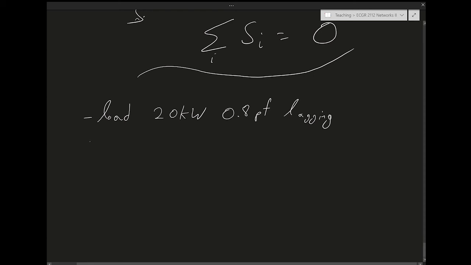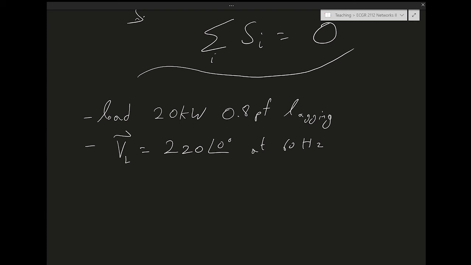Then furthermore, I tell you that the voltage at the load is 220 at 0 degrees. The voltage at the load is the reference, and this is at 60 hertz. And then the utility supplying power to this load has a transmission line. So the impedance of the transmission line is given as 0.09. But there's a twist here.